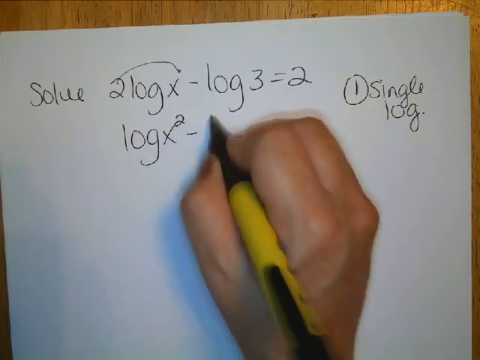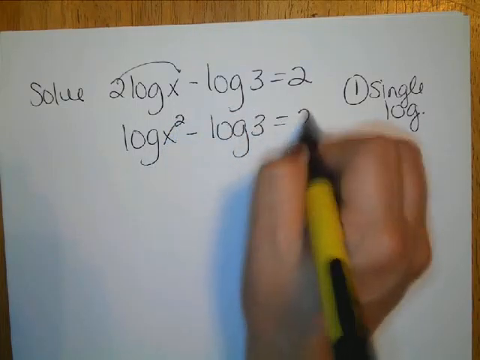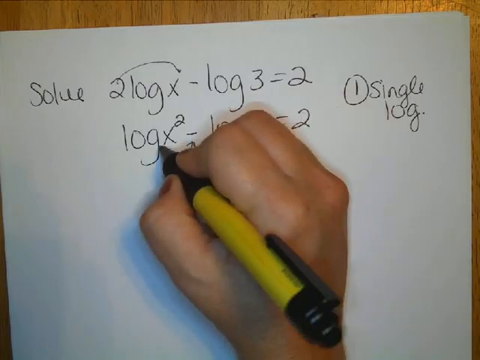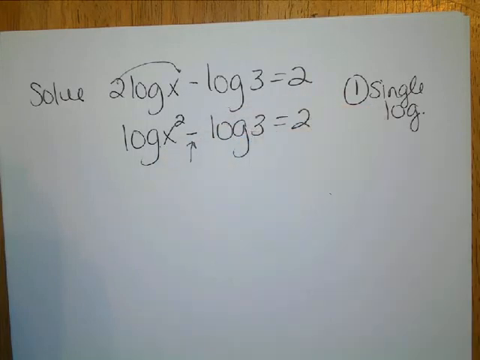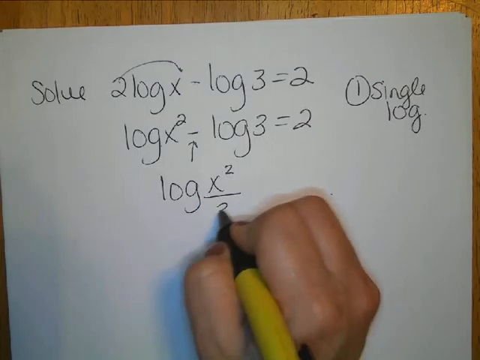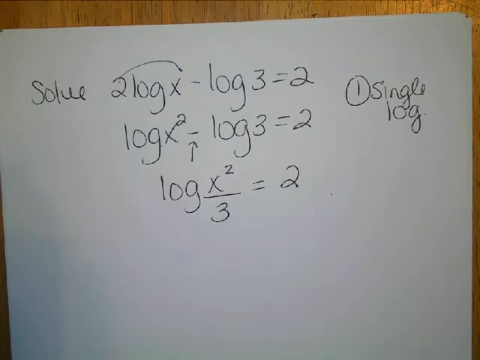I also know when there's subtraction and they're the same base, which is 10, then I get to divide and put it in a single log. So log of x squared divided by 3 equals 2. Then I cannot solve a problem with logs like this. I have to put it in exponential form.